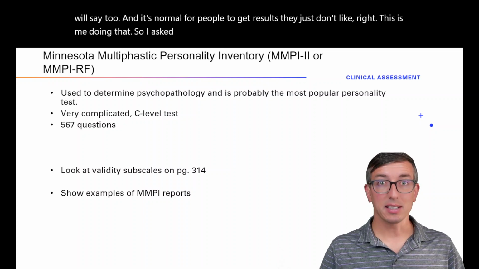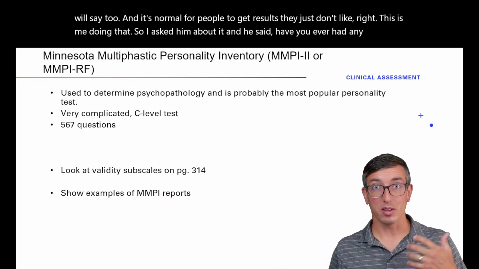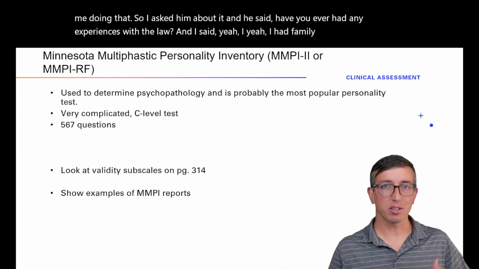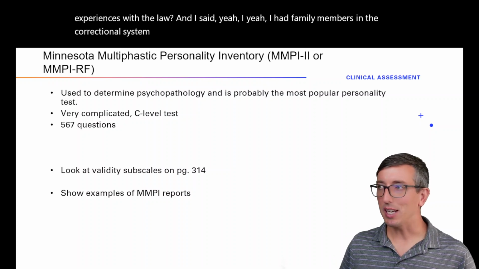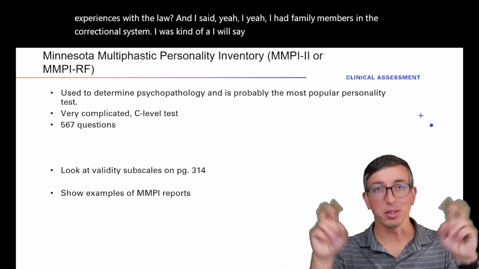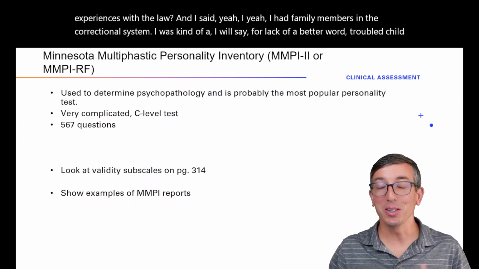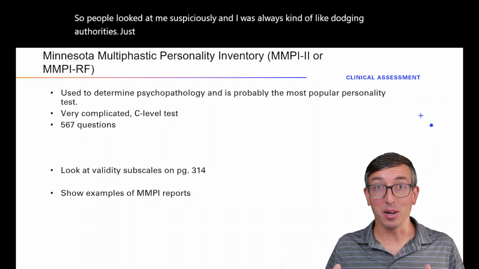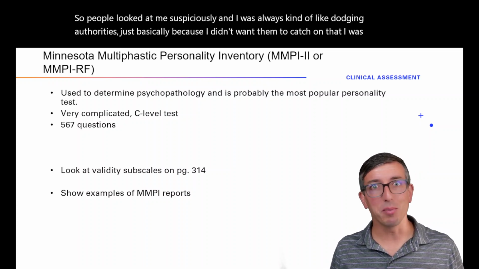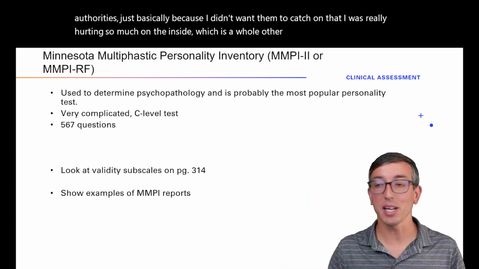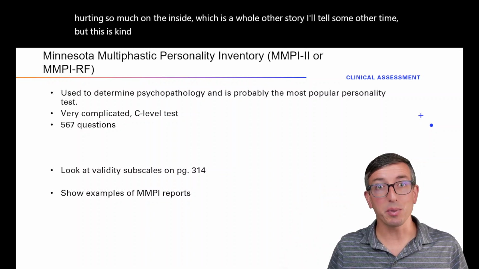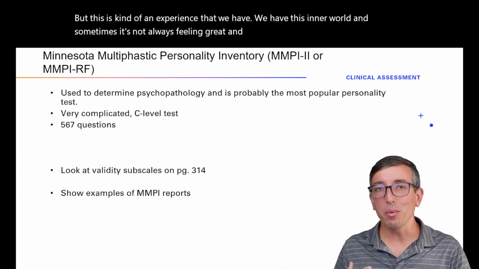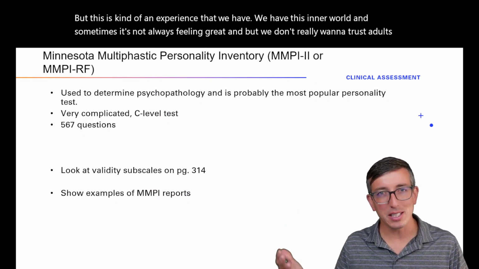So I asked him about it, and he said, have you ever had any experiences with the law? And I said, yeah, I had family members in the correctional system. I was, for lack of a better word, a troubled child. So people looked at me suspiciously, and I was always dodging authorities, just basically because I didn't want them to catch on that I was really hurting so much on the inside, which is a whole other story I'll tell some other time. But this is kind of an experience that we have. We have this inner world, and sometimes it's not always feeling great, but we don't really want to trust adults. It's just kind of a normal teenage thing to do.